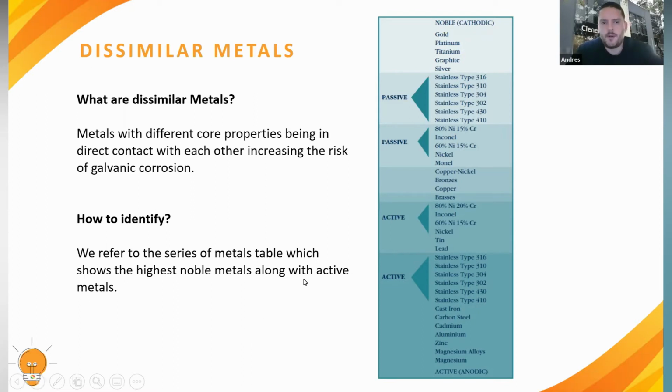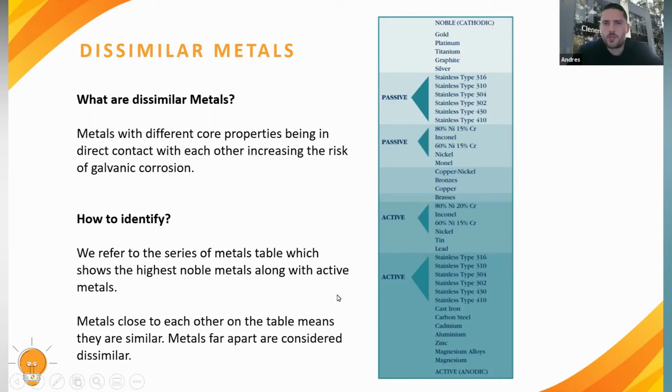How do we identify this? Well, we refer to the series of metals on the table, which shows the most noble metals along with the active metals. So on one end, we have the noble, and on the other end, we have the active metals. Metals close to each other are not recommended, as there would be a very high risk of causing galvanic corrosion, because it would mean that they are similar. Metals that are far apart are considered dissimilar, and we have no problems with installing.